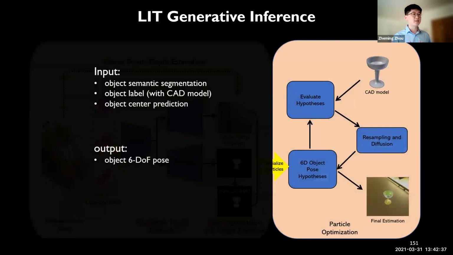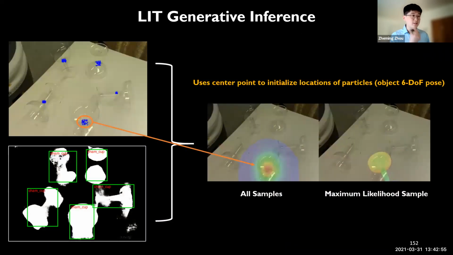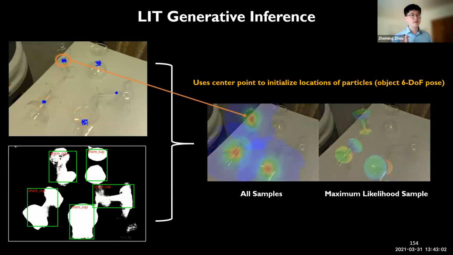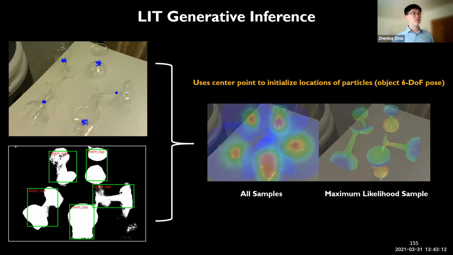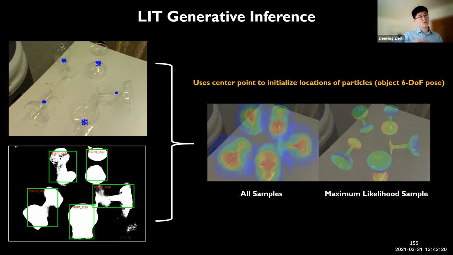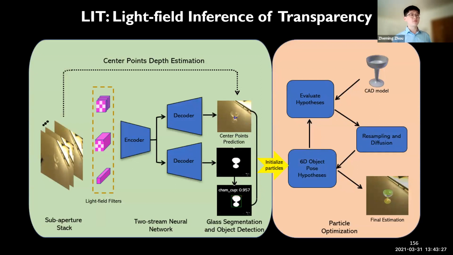After the LIT network gives us the object semantic segmentation results, labels, and center predictions, we can pass them to the second stage, what we call the LIT generative inference stage. It outputs the object 6-degree-of-freedom pose. Each predicted center is used as a prior to initialize the particles. For example, here we directly initialize 5 transparent champagne cups in this scenario and perform the localizations at the same time. After it reaches our convergence criteria, we can see that it converges to its maximum posterior poses, and it is very close to our ground truth pose. So here is the overview of our LIT framework.